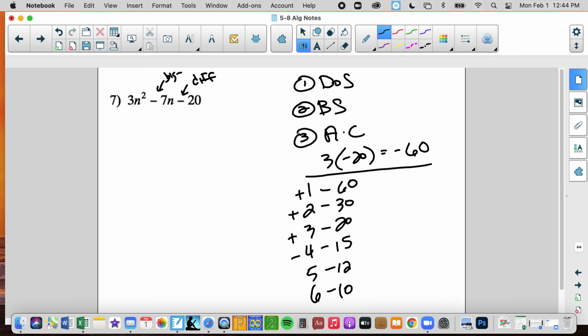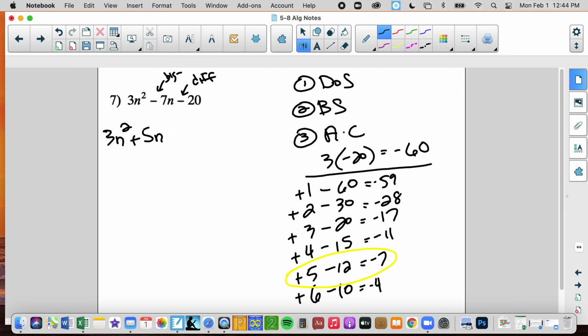We don't have to necessarily write them all, we could have just understood. That's negative 59. That's negative 28. That's negative 17. Negative 11, negative 7, negative 4. This is my middle this time. So we get 3n squared plus 5n minus 12n minus 20.